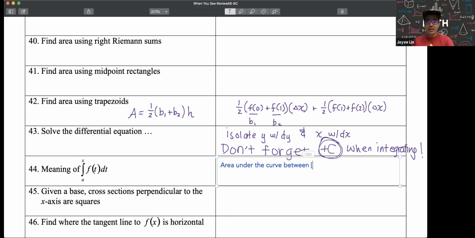What else? There's another way of thinking about integrals. One is geometrically, which is the area under the curve. We can think of this as the amount accumulated between a and x. Not total amount. It's the amount accumulated between a and x.